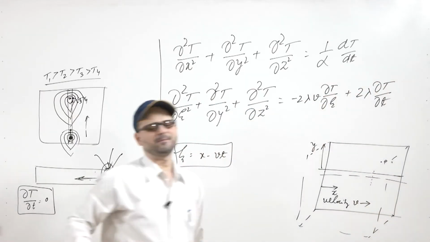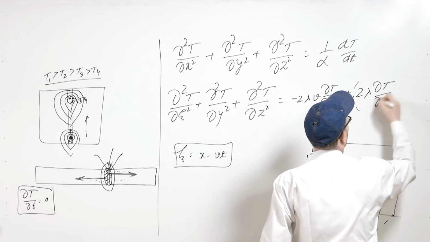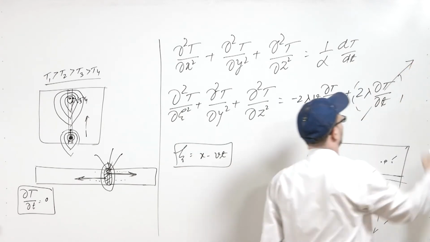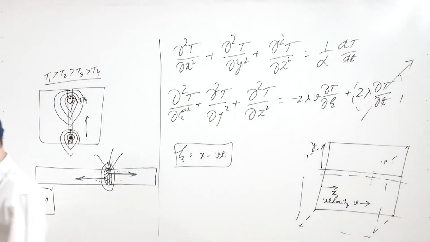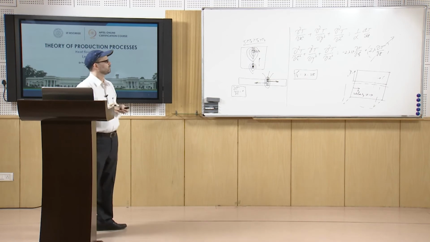That is basically a transient term. That basically gets cancelled because of the quasi stationary condition, where dou T by dou t is taken as 0. Now, in this case lambda is 1 by 2 alpha.